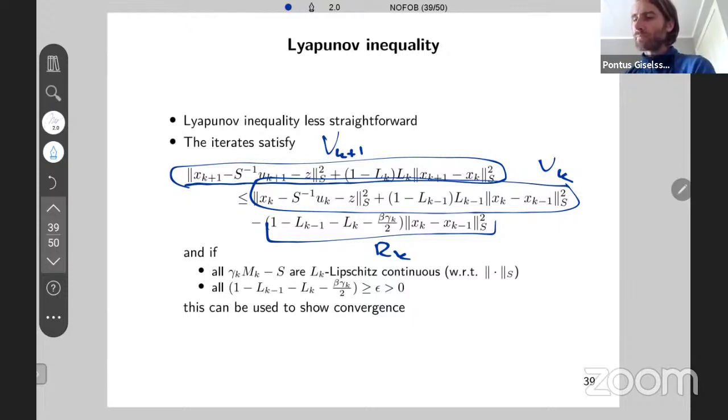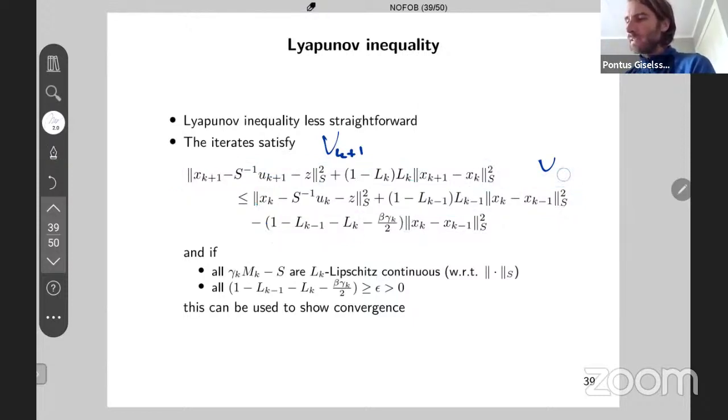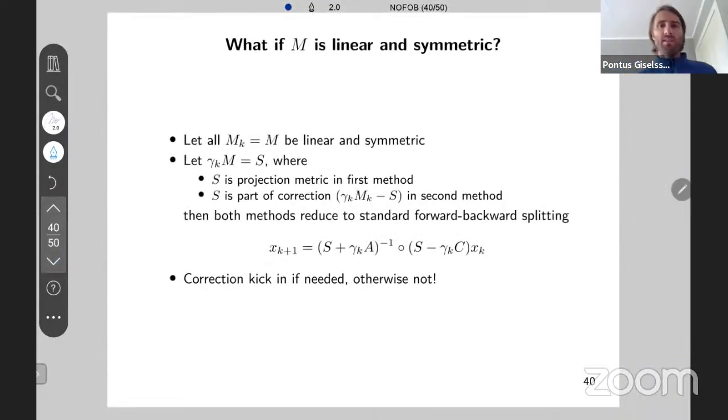And we have this if we assume that all these gamma k mk minus s are Lipschitz continuous, and that this term is strictly positive, we can use these to show convergence of the method. But we will not go into convergence analysis. Just want to show this merely to say that the momentum correction algorithm is a bit more involved to prove convergence for than the projection method, which is a bit more straightforward after you know the fact that the method creates a separating hyperplane.